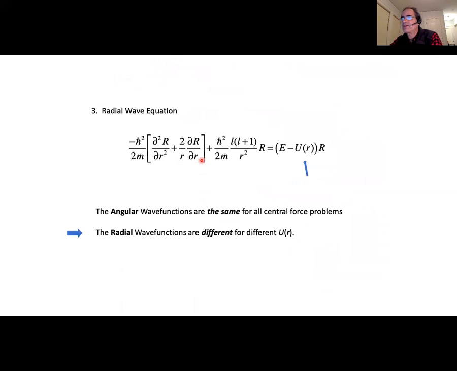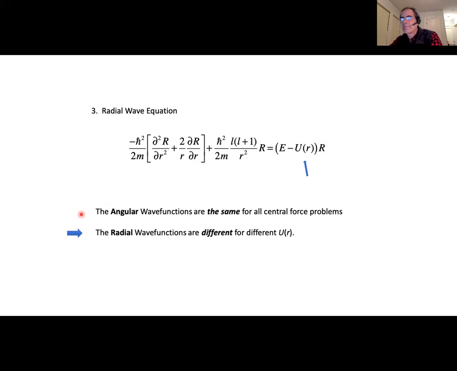The third equation is the radial equation, which I've just plotted here. And have a look at this. This looks a little more complicated, but I'll just read it off. It's minus h bar squared over 2m times this term, second derivative of the R function with respect to r squared, plus 2 over r times the first derivative of the R function with respect to r. Plus, there's a second term that contains the quantum number L, h bar squared L times quantity L plus 1, divided by 2m r squared times the R function. And all of this is equal to E minus U of r, potential energy, times the R function.